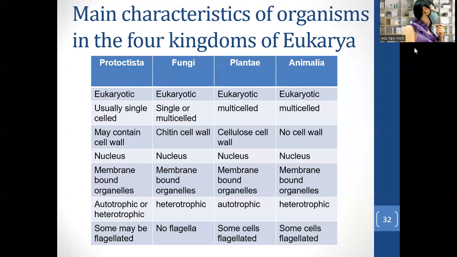Autotrophic or heterotrophic. Fungi is heterotrophic. They have to secrete enzymes to digest food outside their body, then they absorb the digested food, right? Whereas for Animalia, we consume the food into the body and digest it inside the body, right? Plantae, they are autotrophic. They synthesize their own organic compounds from inorganic compounds in the environment. Some may be flagellated. Fungi, no flagella. Some plant cells may be flagellated. Some animal cells may be flagellated, got flagella. Okay.